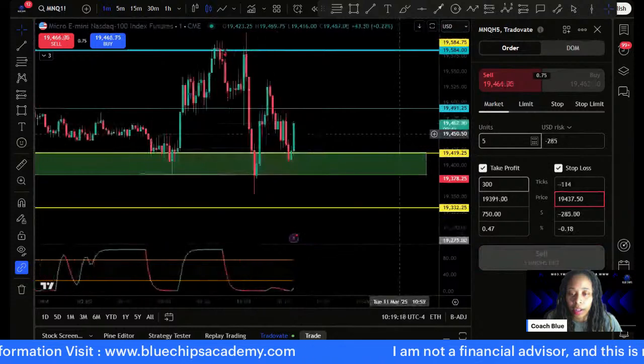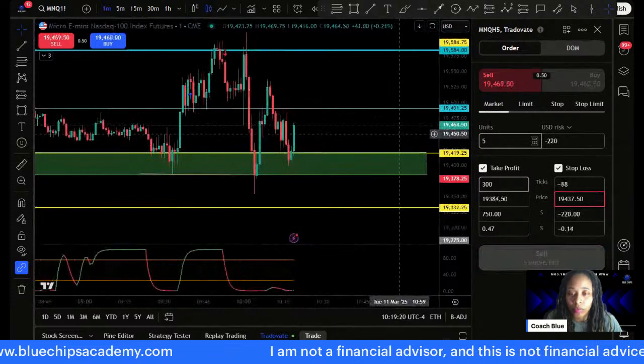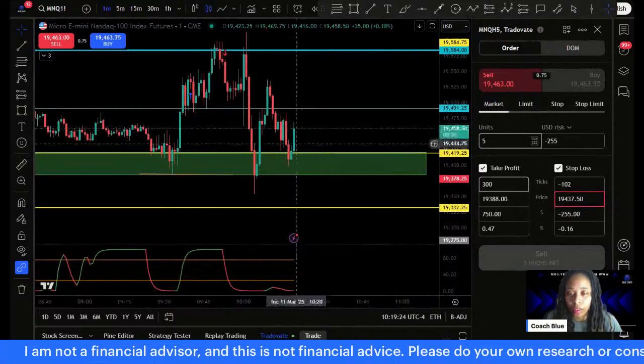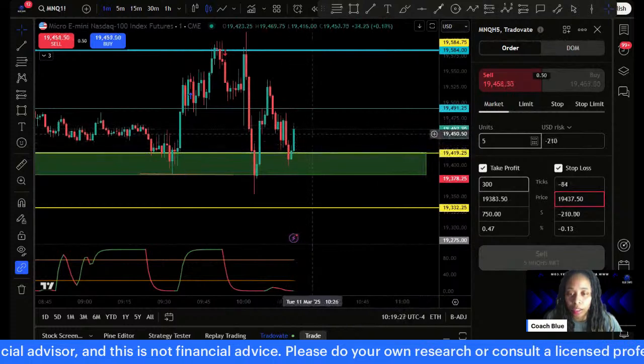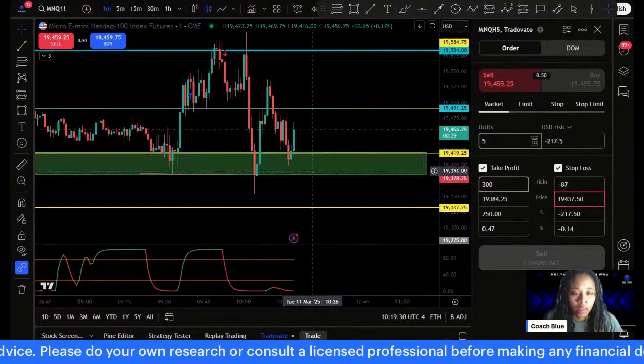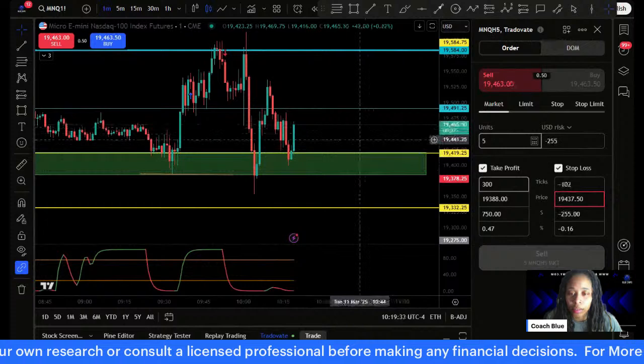Oh, looks like we find support again. Looks like we are finding support again. Thirty seconds left on this candle right here.